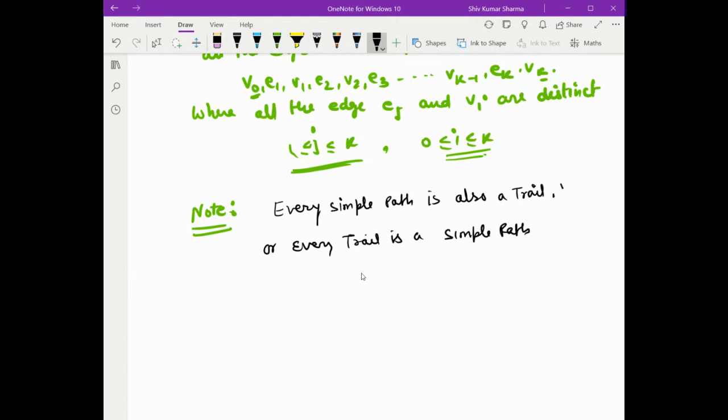According to the definition, the first one is correct. The second is not correct. So every simple path is a trail. In a simple path, this is the restriction: no repeated vertex and edges are allowed. But in a trail, no repeated edges are allowed, while a vertex may be repeated. In a path, no vertex will be repeated. That means a simple path is a trail.